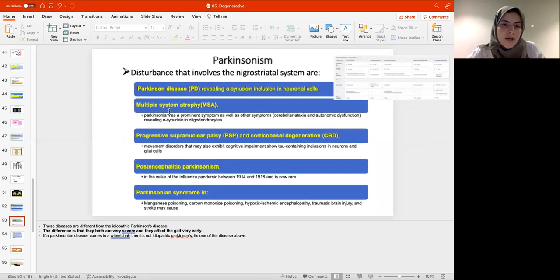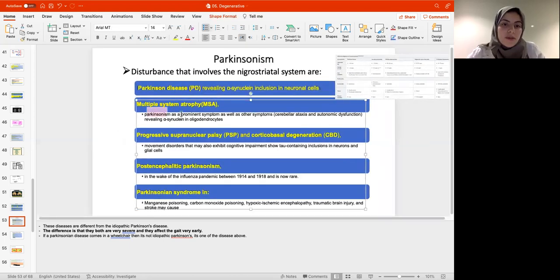Multiple system atrophy has Parkinsonism as a prominent symptom, as well as other symptoms. They would have cerebellar ataxia and autonomic dysfunction, revealing alpha-synuclein in oligodendrocytes, okay? So it affects mainly oligodendrocytes. Progressive supranuclear palsy and corticobasal degeneration usually exhibit cognitive impairment, and they show tau containing inclusions. Parkinson's disease does not show tau containing inclusions, and here they are more associated with cognitive impairment.